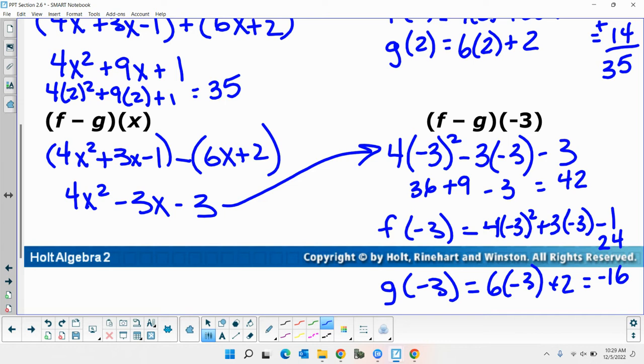That's a negative 18. That's this one, right? Negative 18 plus 2 is negative 16, right? Now I'm supposed to subtract these. So what's 24 minus a negative 16? That's only 40, though. Oh my gosh.